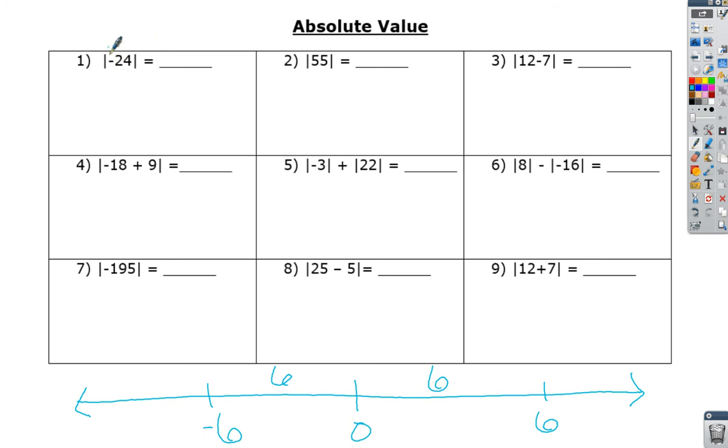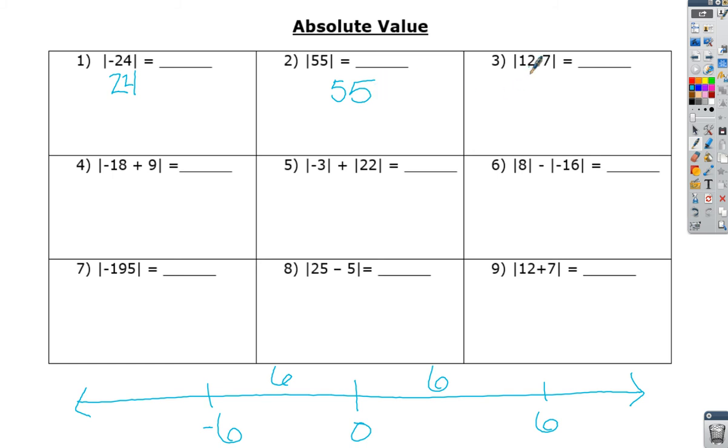So we have the absolute value of negative 24. How far away is negative 24 from 0? 24 spaces. So the absolute value of negative 24 is 24. The absolute value of 55. 55 is 55 spaces away from 0 or units. So our answer is 55.